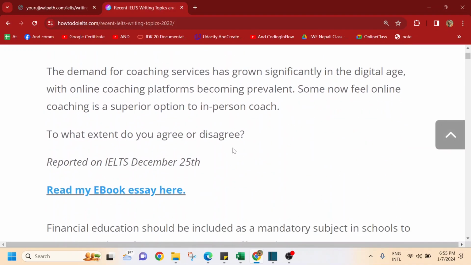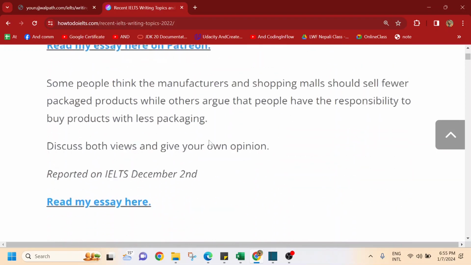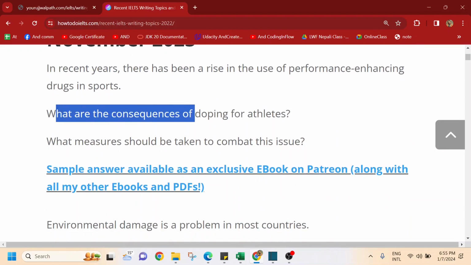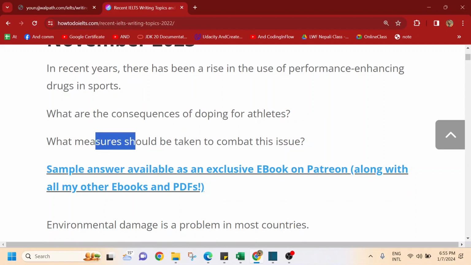So you can go with the agree disagree questions, you can go with advantages, discuss both views. Two-part questions, which I was just saying, what are the consequences, two of the answers that you have to keep for the two-part question. What measures, here also two of this stuff.